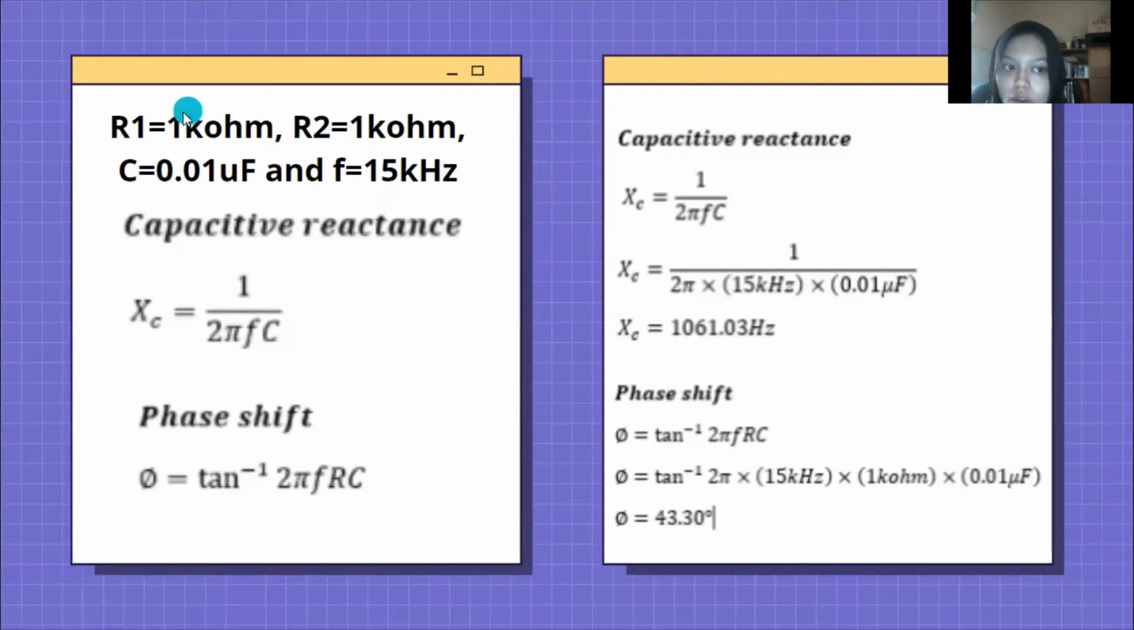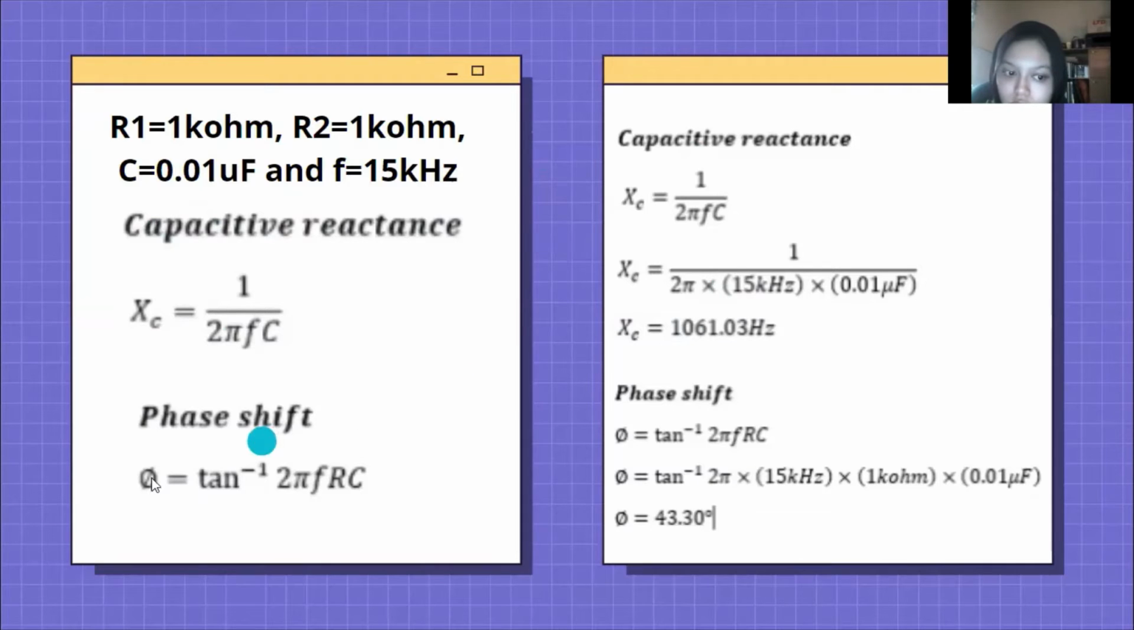So these are the values that will be used in order to calculate all these components. We have R1 1 kilo ohm, same goes to R2 1 kilo ohm, and then capacitance 0.01 microfarad, and also frequency 15 kilohertz. As for capacitive reactance, the formula given here is X is equal to 1 over 2 pi FC, which when we use all the values given here, we'll get 1061.33.